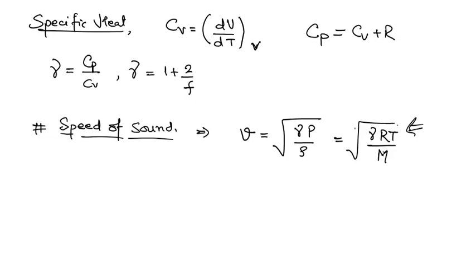And one more thing, you should convert this temperature into Kelvin. That's very important. Generally they give it in centigrade, so you have to add 273.15, or just add 273, to get it in Kelvin. Then you do all the calculations.